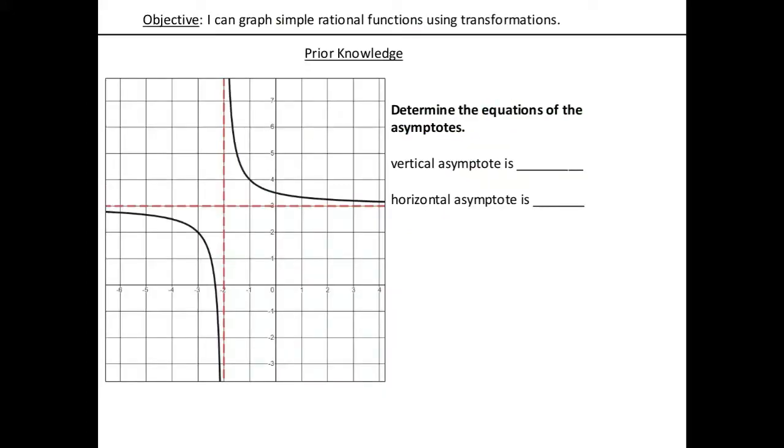So for our prior knowledge, I want you guys to determine the equations of the asymptotes. All right, so today we're going to be looking at asymptotes, and we're going to be able to graph something like this. We're going to learn how to graph the asymptotes, and then we're going to learn how to graph the curves, and then we'll figure out how to do that today. That's our end goal.